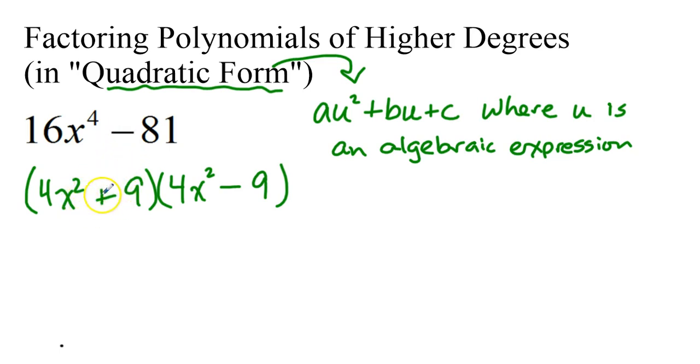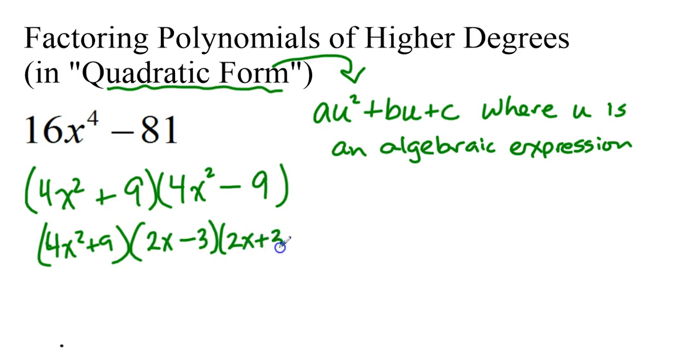Now we look to see if we can factor this further. We have a factoring technique for sum of two cubes, but not for sum of two squares. We do have a factoring technique for difference of two squares. So the expression, the binomial on the right, can be factored further. Let's do it. We've got a square minus a square. So we'll call it 2x minus 3, 2x plus 3. And that's factoring this expression further.